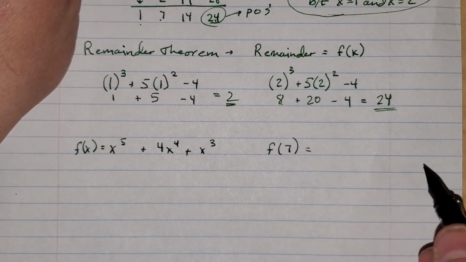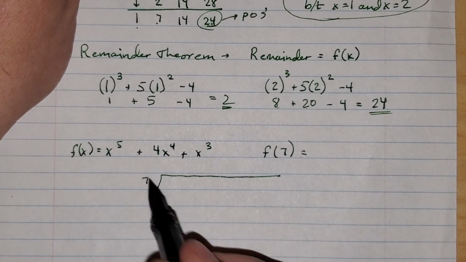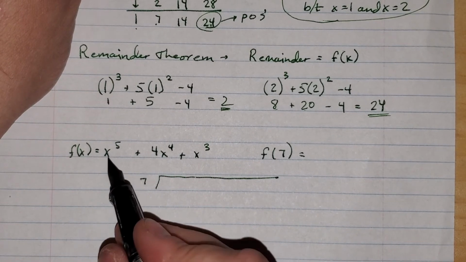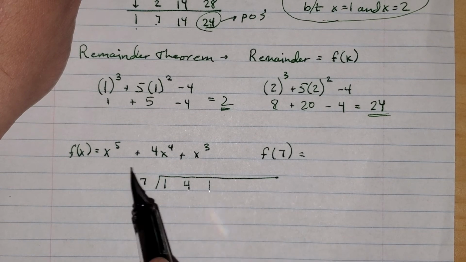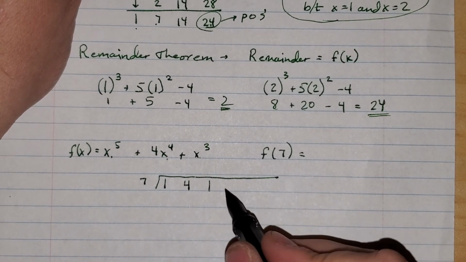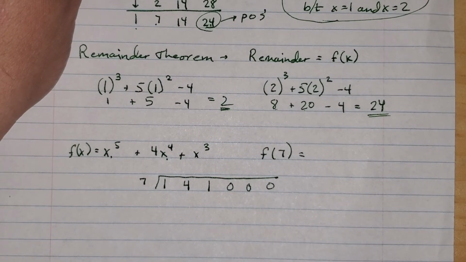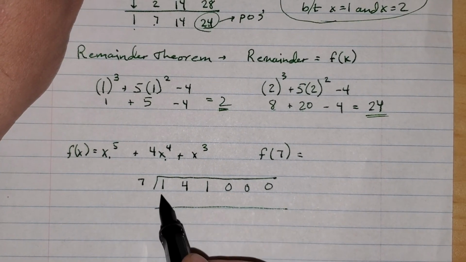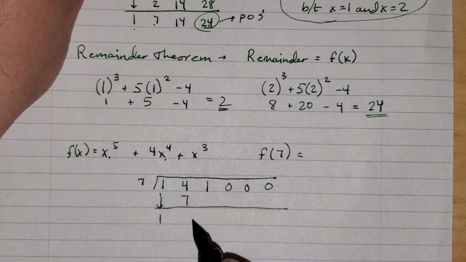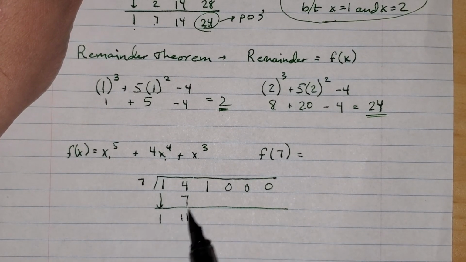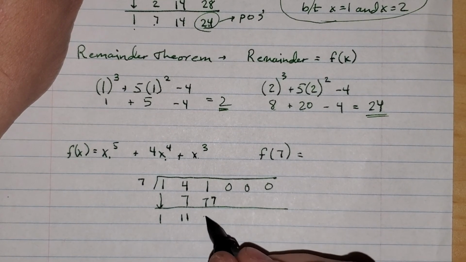Well, f of 7 is equal to synthetic division by the number 7. So this will be a 1, this will be a 4, this will be a 1. So you got 5th, 4th, 3rd, 2nd, 1st, and a constant. So you have to have those zeros, or this doesn't work. Copy the 1. 7 times 1 is 7. 4 plus 7 is 11. 7 times 11, 77, right? 1 plus 7 is 78.